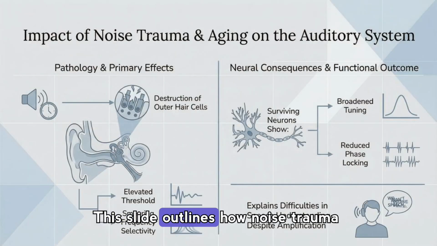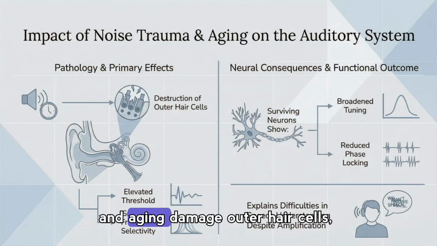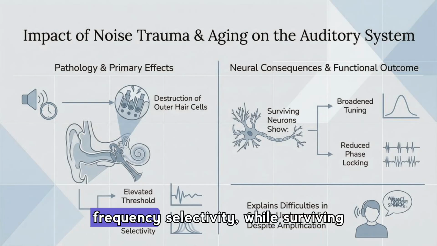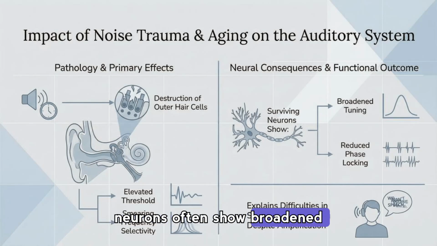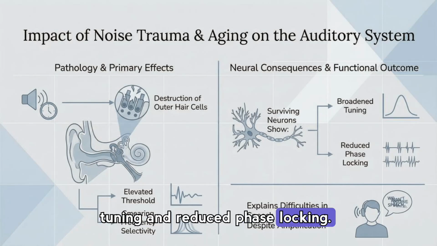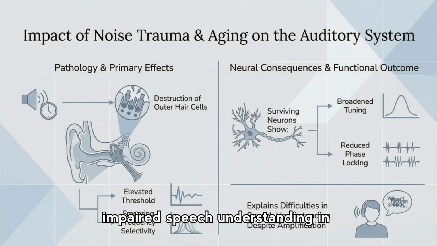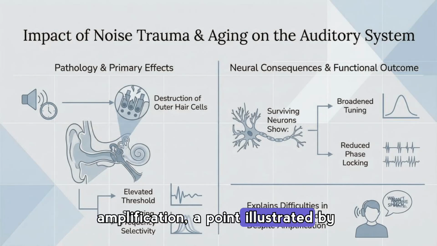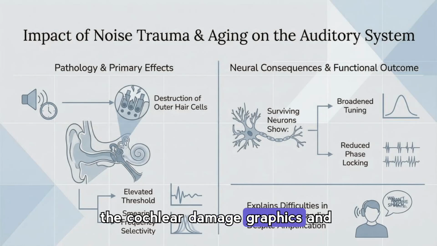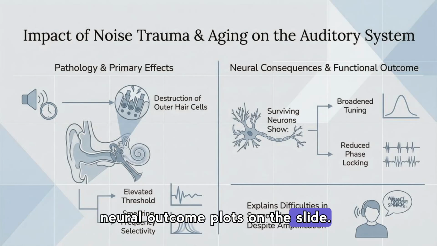This slide outlines how noise, trauma, and aging damage outer hair cells, raising thresholds and smearing frequency selectivity, while surviving neurons often show broadened tuning and reduced phase locking. The combined consequence is impaired speech understanding in complex environments despite basic amplification, a point illustrated by the cochlear damage graphics and neural outcome plots on the slide.